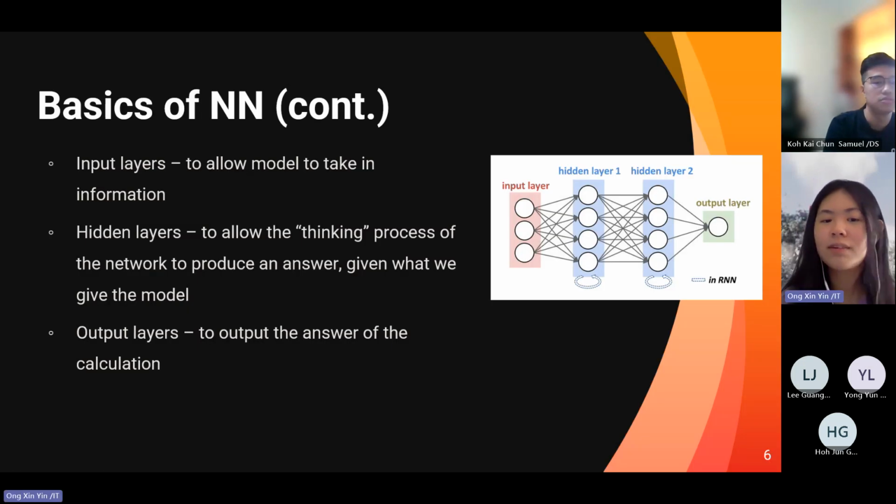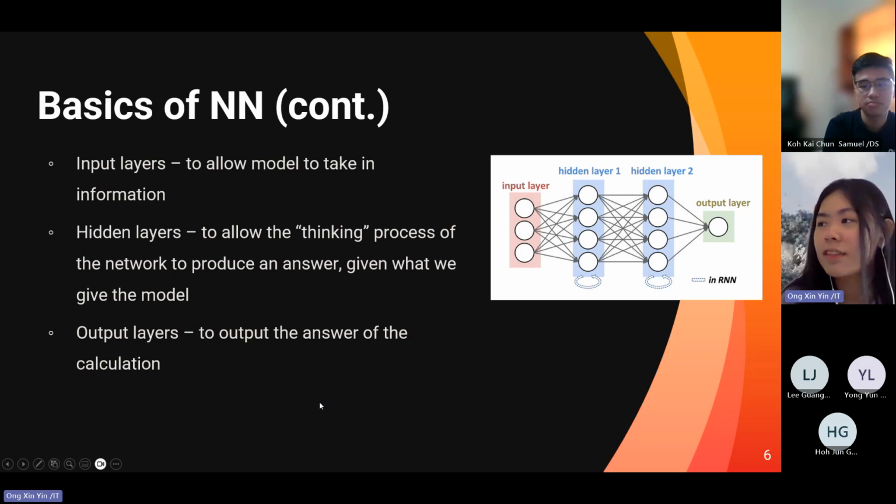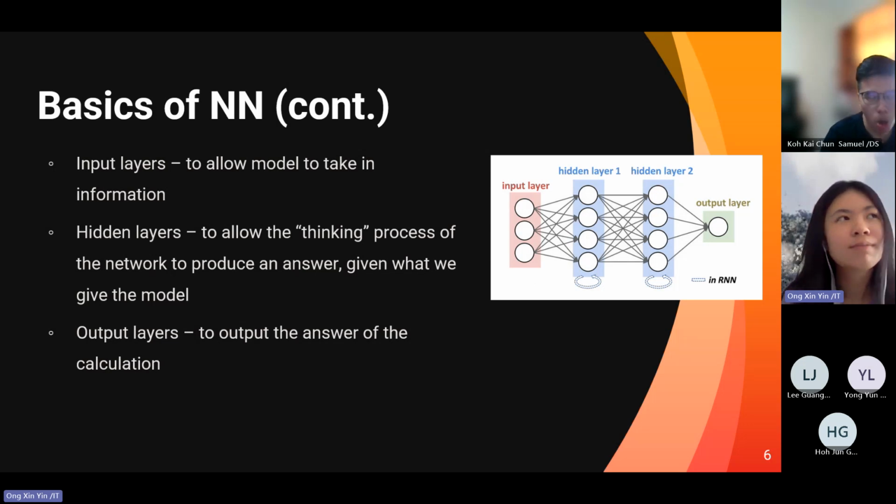Okay, so now we'll recap on the different layers in a neural network. In the first input layer, each feature is represented by a node, and this layer will receive the input data. A feature can be, let's say if this model is used to predict the price of Airbnb, then the features can be the location, the facilities, and the room type.